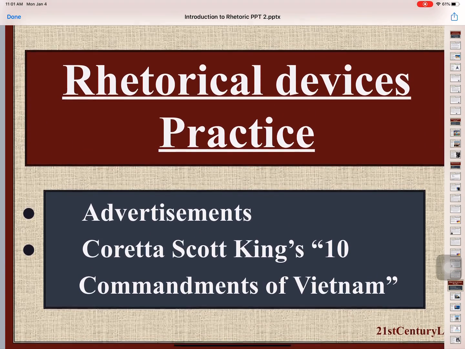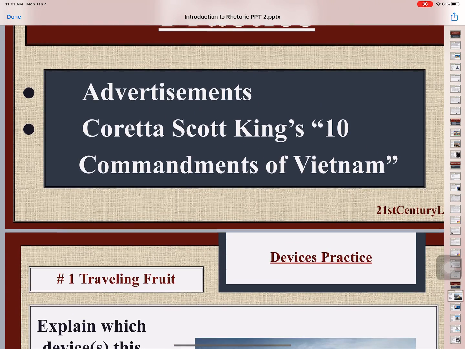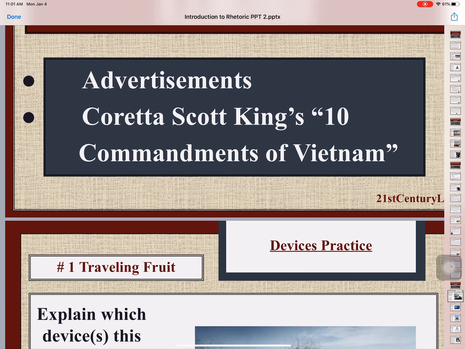So we're going to have some practice. Let's take a look at some advertisements, and we're almost coming to a close. And just like part one of these guided notes, I'm going to give you a link for Coretta Scott King. You will click it and complete the handout and turn it into the module in Canvas.